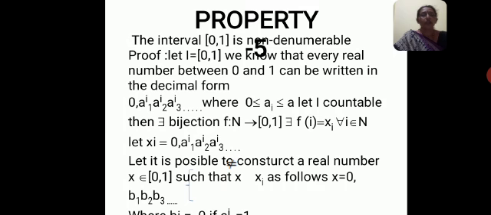Then property 5. The closed interval [0, 1] is non-denumerable. Proof of this: let I equal the closed interval [0, 1]. We know that every real number between 0 and 1 can be written in the decimal form 0.a1^i a2^i a3^i and so on, where each a_i lies between 0 and 9.